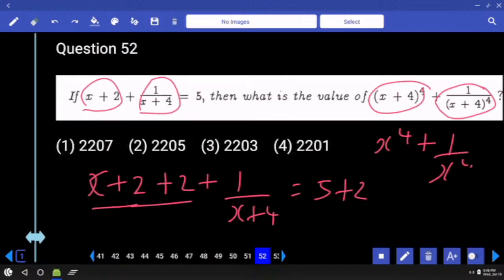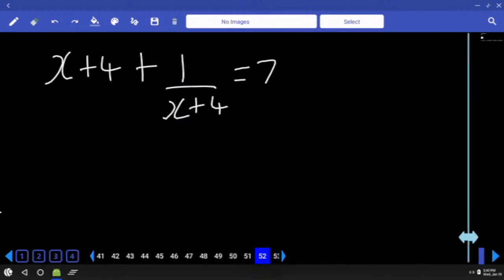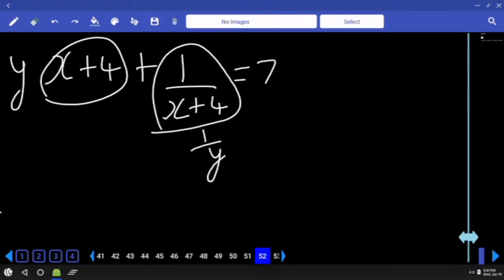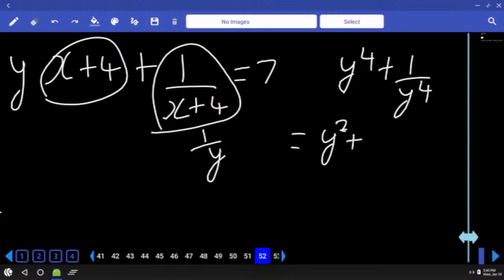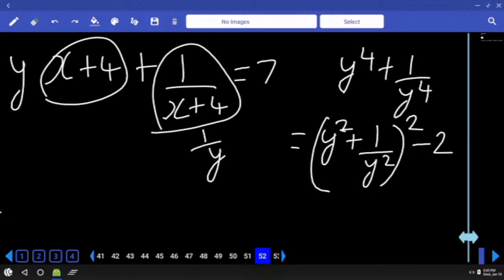7. Now it's asking us to find x power 4 whole power 4 plus 1 by x power 4 whole power 4. That means, if you take this as y and this as 1 by y, they are asking us to find what? y power 4 plus 1 by y power 4 is equals to what? y square plus 1 by y square whole square minus 2. Yes or no? y square plus 1 by y square whole square minus 2.